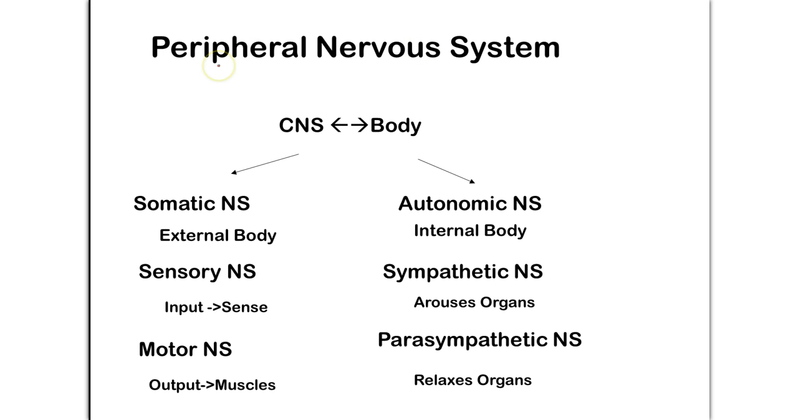All right, in addition to the central nervous system, we have the peripheral nervous system, right, which we also split into two sections. Here, we have the somatic, which deals with the external body. We have input of sensation, the sensory nervous system, and we have the output or the motor nervous system. This section over here we've talked about some, which is the autonomic nervous system. Internal body, we have the sympathetic that arouses the organs and the parasympathetic that relaxes organs.